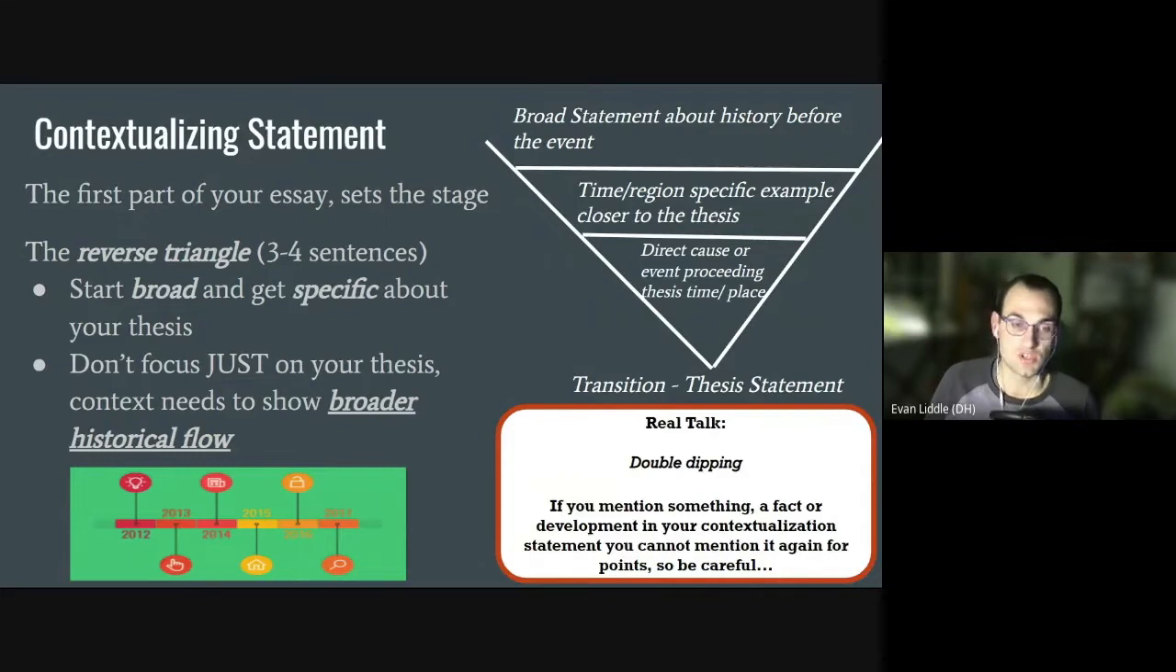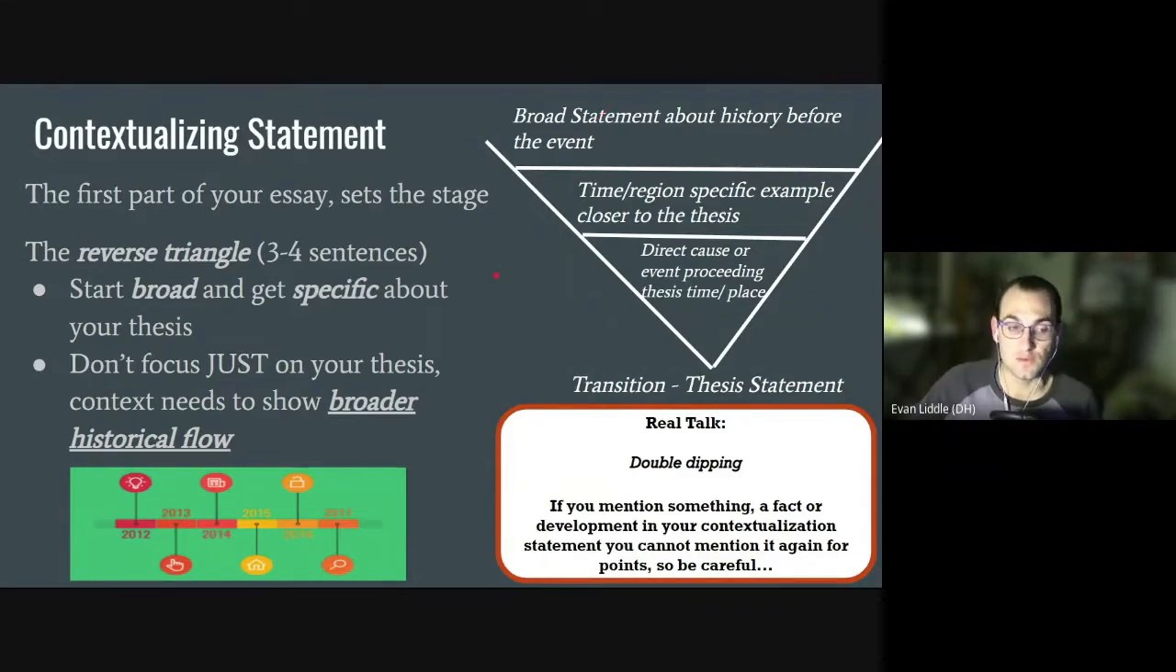So if you talk about something like a car wreck in your contextualization statement, you then could not mention a car wreck again for, say, evidence beyond the document, complexity, or possibly historical context. So you've got to be careful about what you include in your contextualization statement, because you cannot double dip. Now, with that said, let's look at a few examples.